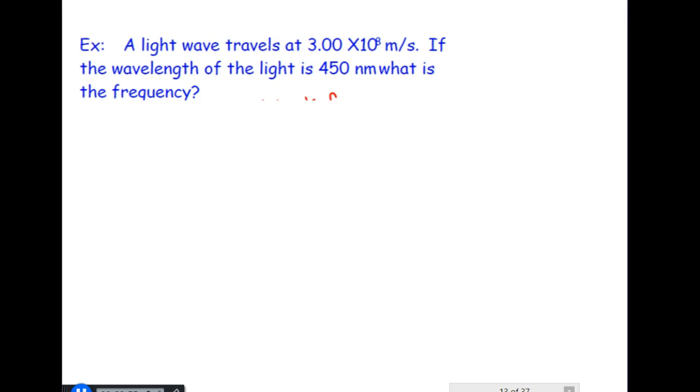Alright, light travels. Really fascinating things to start taking a look at. We know the speed of light. It's 3 times 10 to the 8 meters per second.